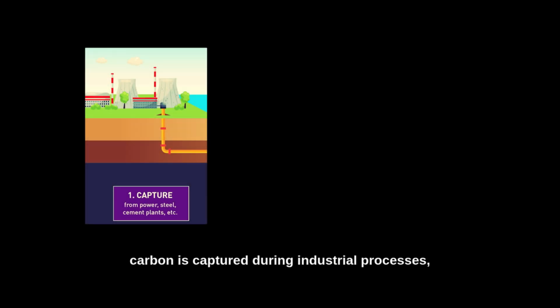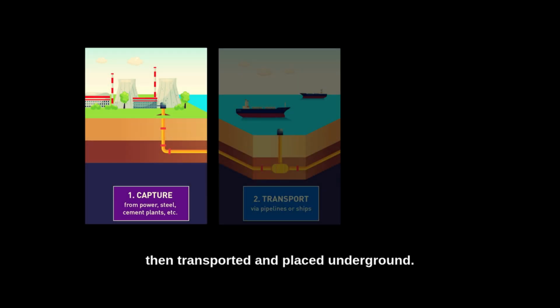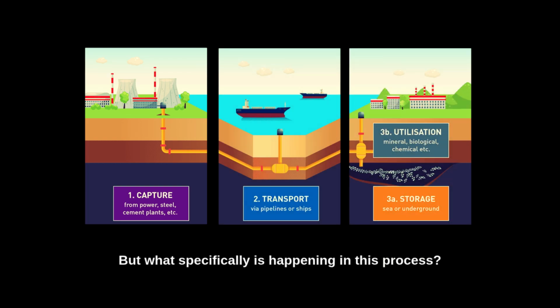What is CCS? Well, in short, carbon is captured during industrial processes, then transported and placed underground. But what specifically is happening in this process? Well, let's get into the details.